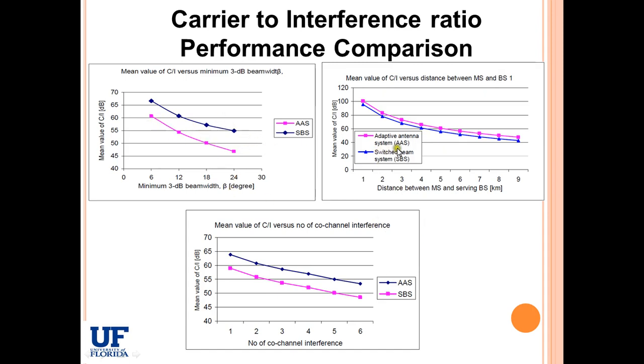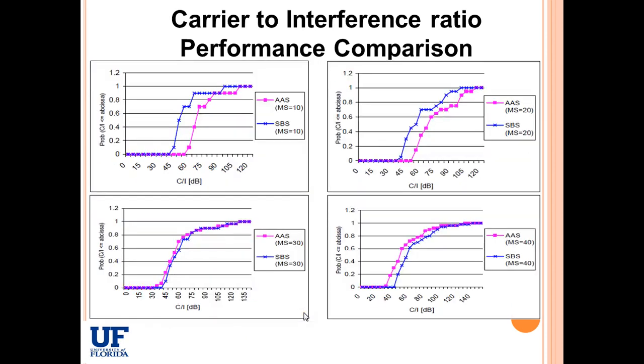However, if you look at this graph here, we have it with the distance of the MS, the user, away from the base station. You realize that though it decreases as the distance increases, the adaptive array technique actually performs better than the switched beam technique. Also, in this particular diagram, you realize that the adaptive array technique, though decreasing with increasing co-channel interference, still performs better than the switched beam technique in terms of mean value of carrier to interference ratio.